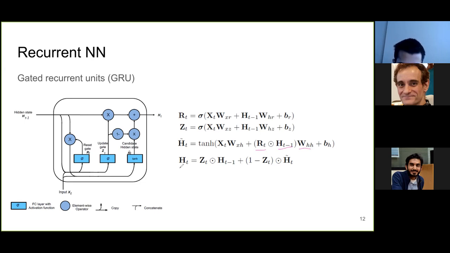And here, this is the hidden state for the next time step. This is the update gate. Update gate means whether this feature would be propagated or not. If the ith element of Z is zero, then the ith element of the previous hidden state won't be propagated. And conversely, the ith element of the candidate hidden state would be updated into the next hidden state.